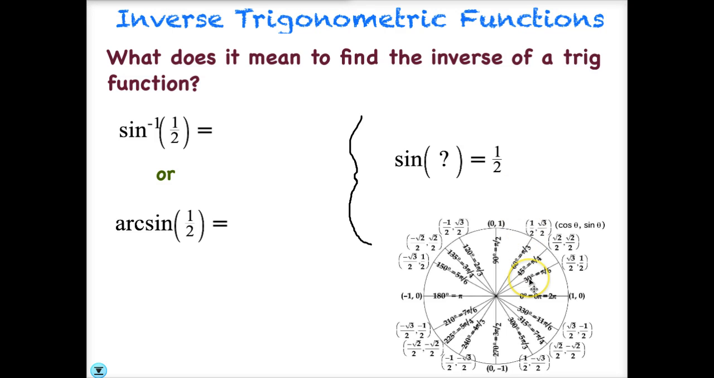But remember, what quadrants are we looking in? We're looking in quadrants 1 or we're looking in quadrants 4. Since 1/2 is positive, we want to look in quadrant 1. We can remember that 30 degrees or pi over 6 gives us an exact value here of 1/2. So the answer to this inverse trig function is pi over 6.